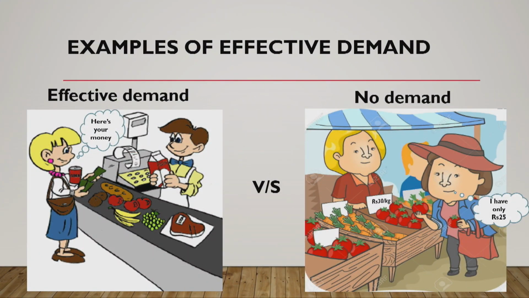Examples of effective demand. On one hand, you will see there is effective demand as the customer is able to pay her bill for goods purchased. Whereas, on the other hand, despite the customer being willing to buy tomatoes costing 30 rupees per kg, she has only 25 rupees. Thus, she doesn't have the ability to pay. Hence, there will be no demand.